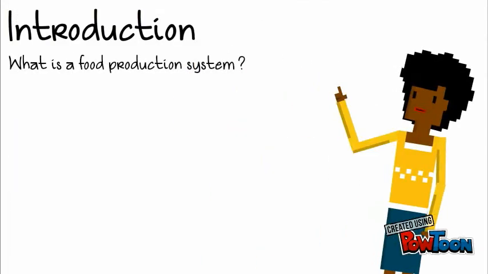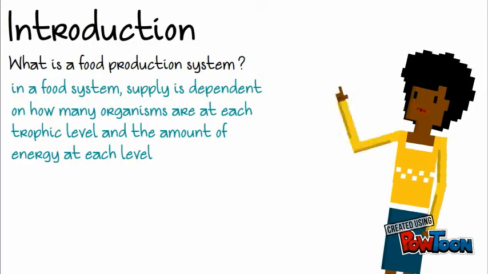To begin our lesson, we must first know what a food production system is. In a food production system, supply is dependent on how many organisms are at each trophic level and the amount of energy at each level.